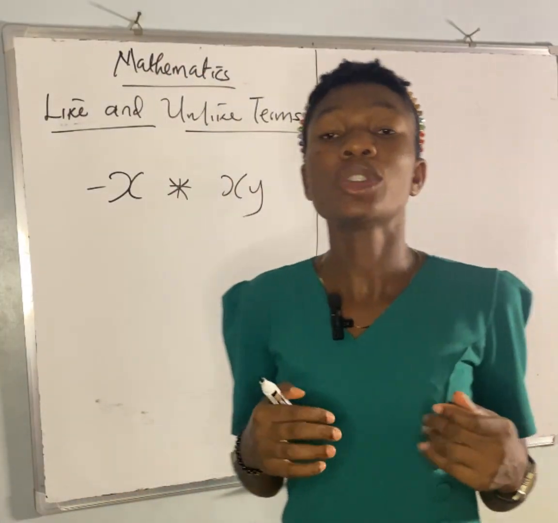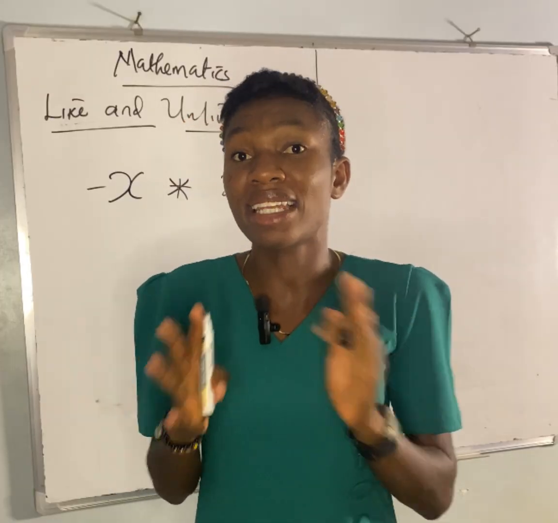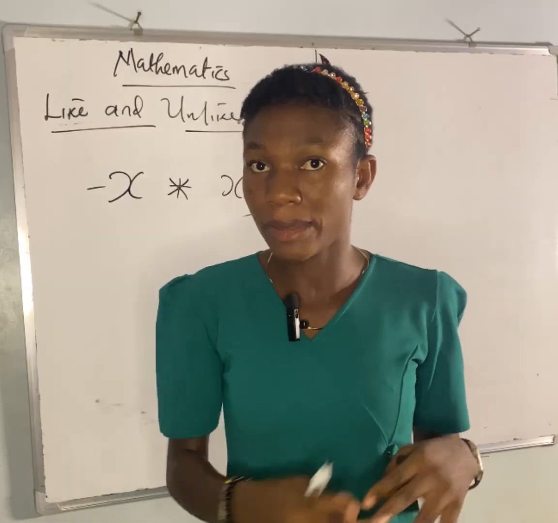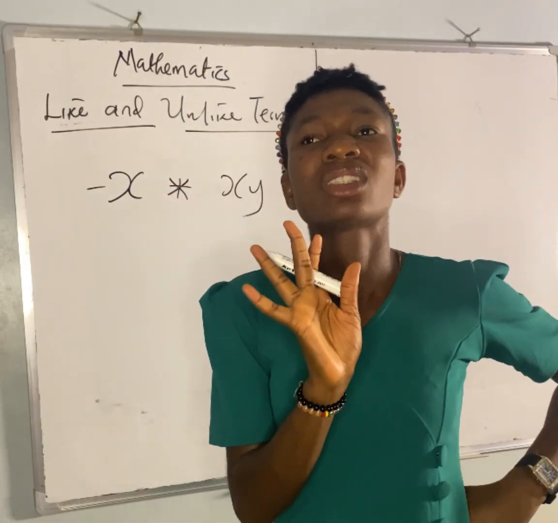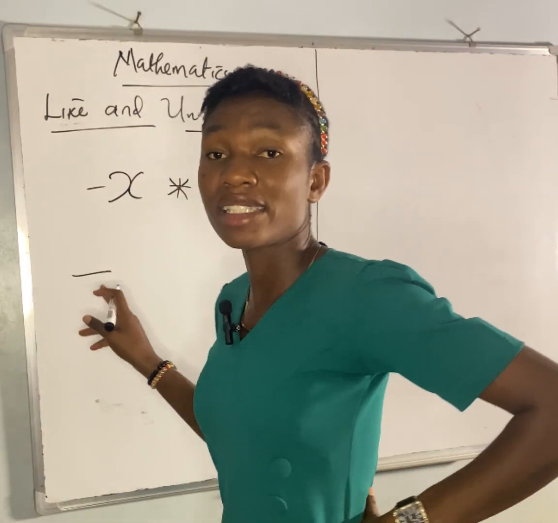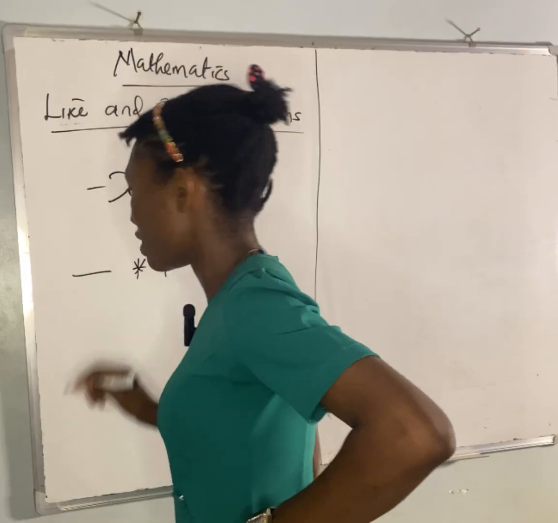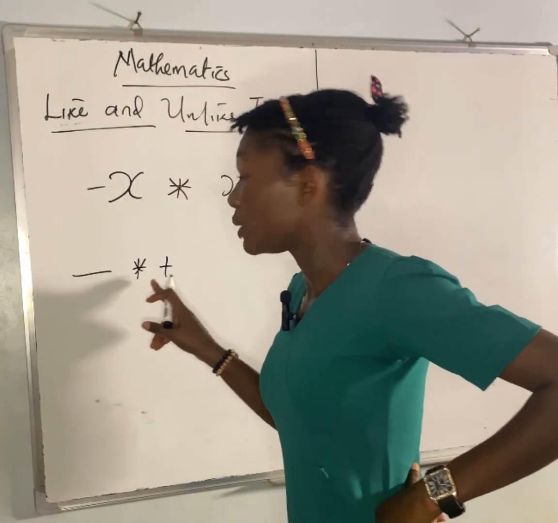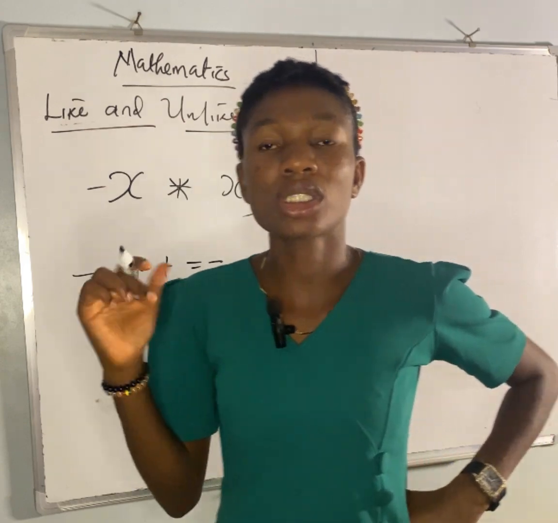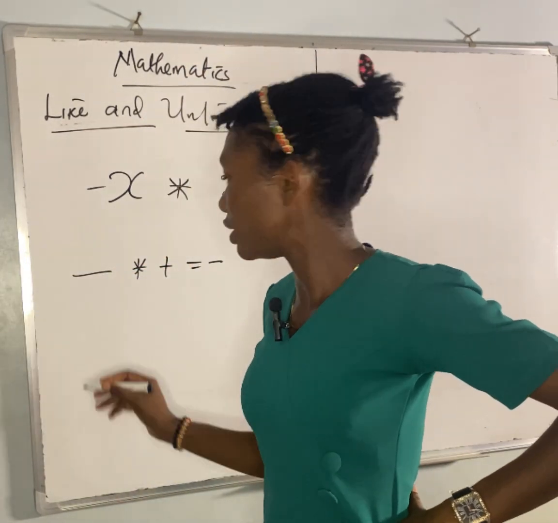So there are basic things. Supposing we want to multiply two variables, whether they are like terms or unlike terms. Like I said, we can multiply like terms, we can also multiply unlike terms. When we are multiplying, you start from the signs. Now let's look at the signs. You have a negative algebra and a positive algebra multiplying themselves. Negative multiplied by positive will always give you negative. You must take note of this. Negative multiplied by positive will always give you negative.